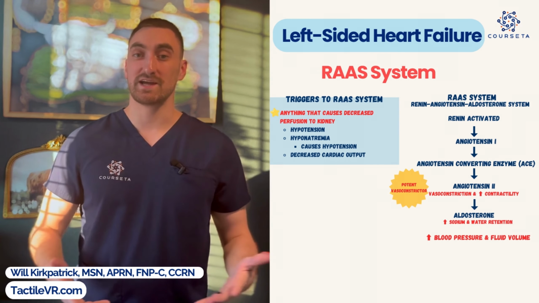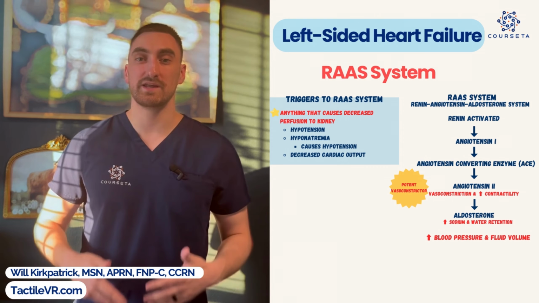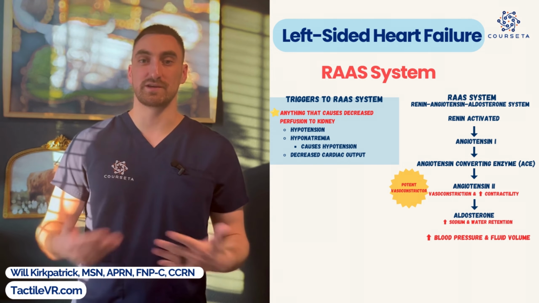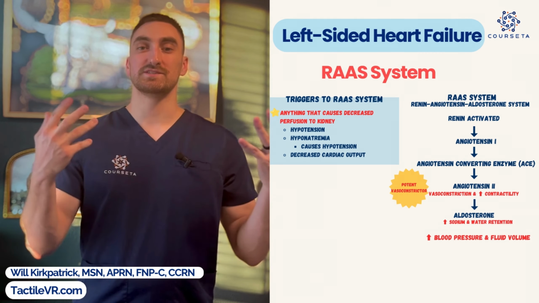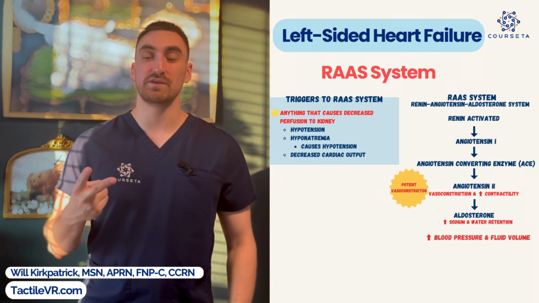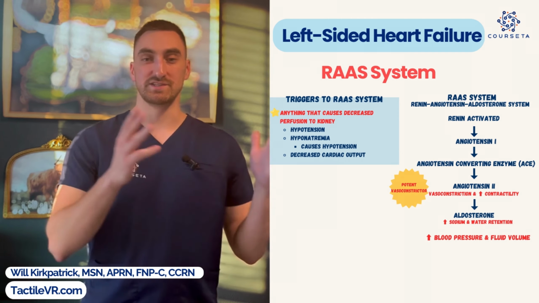Now, in the case of left-sided heart failure, the kidneys falsely think there's not enough blood volume in the system to get enough oxygenation and blood circulation. So what do they do to compensate? They stimulate the RAS system. So what specifically does the RAS system even do? Well, it does two things to our blood pressure. It stimulates aldosterone and stimulates angiotensin.